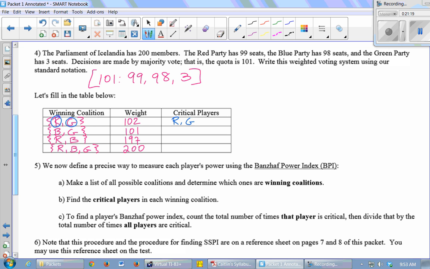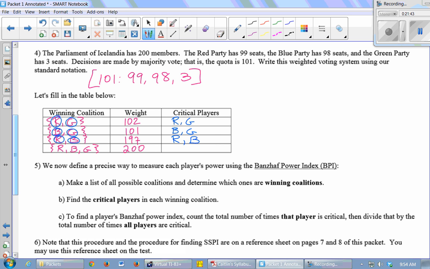Blue. Yes, same is true with blue and green. If either one leaves, we don't have 101 votes anymore. Both critical. Same with red and blue. If either one leaves, the one that's left no longer has enough votes to meet the quota. So both of those are critical.